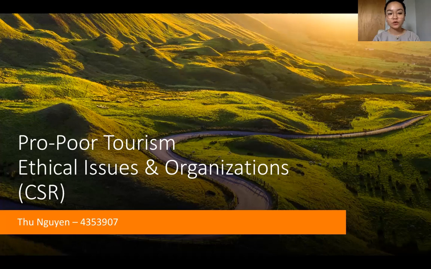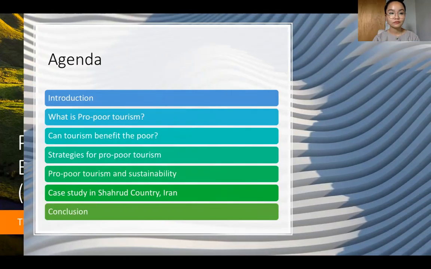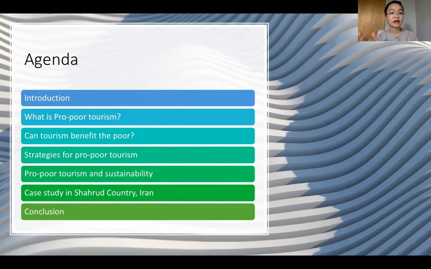We have learned in week 6 ethical issues and organizations. I will be talking about tourism. Let's get started. So today's agenda, we have an introduction, the definition of tourism, can tourism benefit the poor, the strategy for the approach, and sustainability associated with it, a case study and a conclusion.